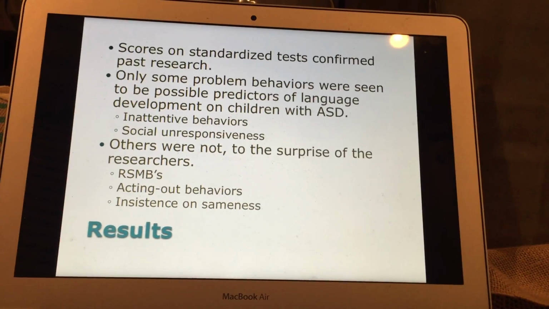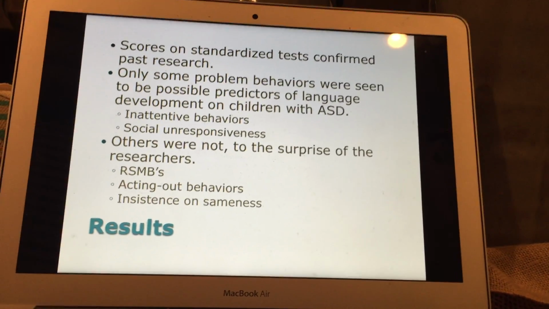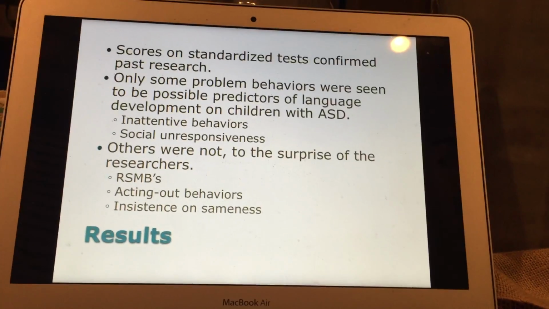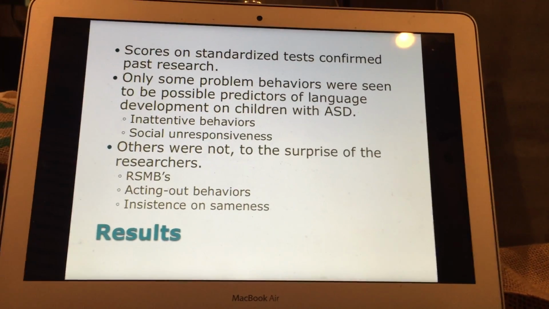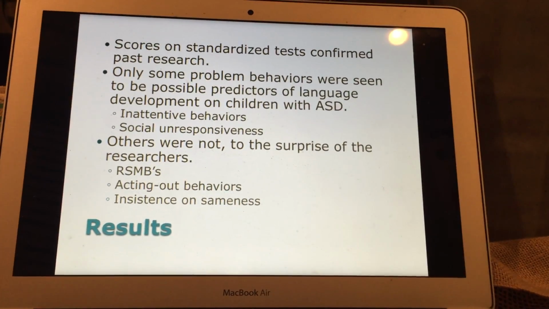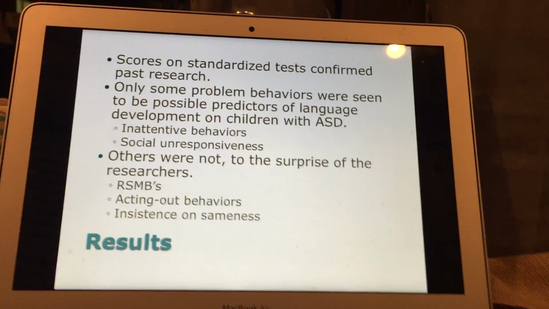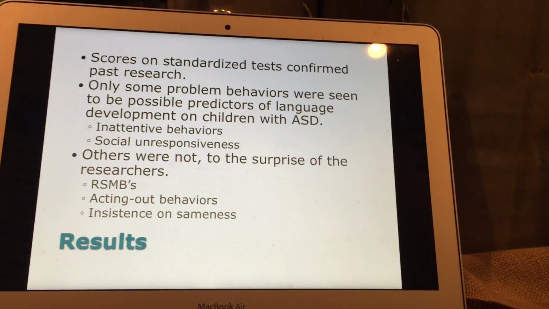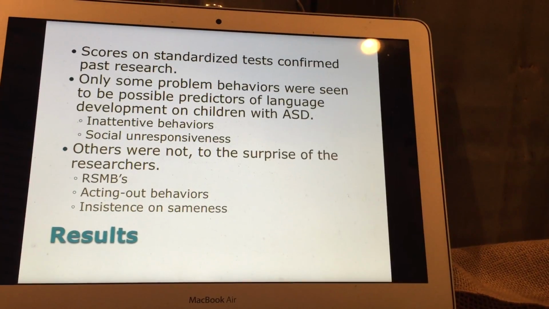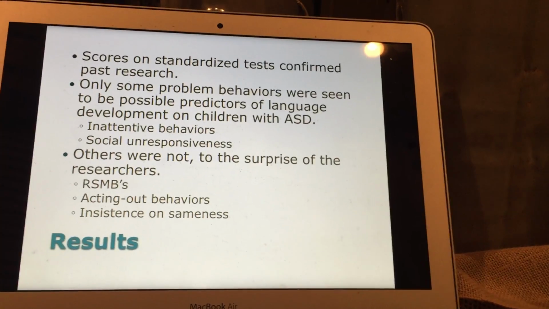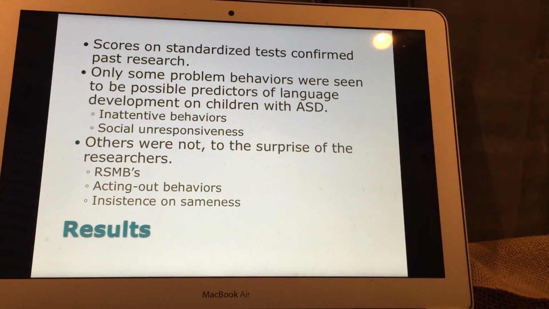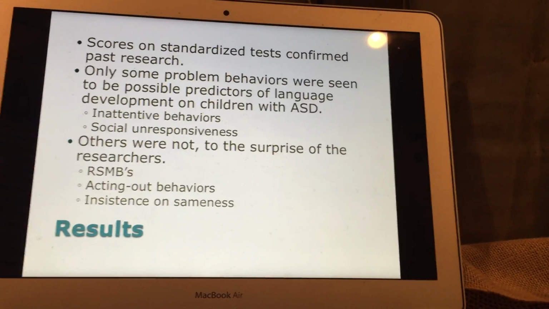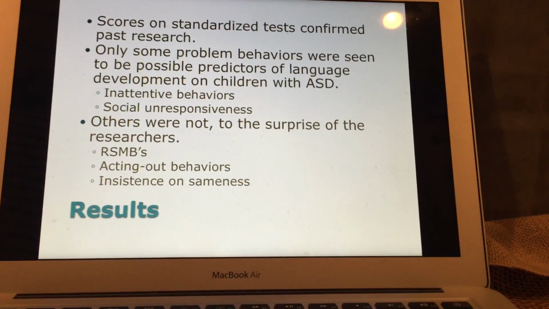Also, to the surprise of the researchers, insistence on sameness, repetitive stereotypic motor behaviors, and acting out behaviors had a non-significant relationship with language development in this study. The researchers hypothesized, based on the results, that these variables were not sensitive enough to identify changes across the short 2-year time span, or either the range of different behaviors were too wide in these 3 categories.